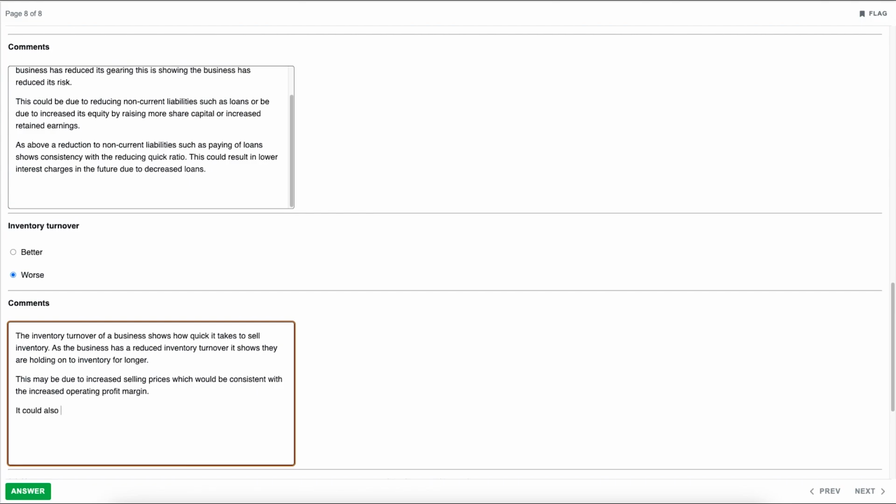It could also be due to over ordering of stock, which would be consistent with the decreased quick ratio. Because if we think about it, the quick ratio has gone down. And we said earlier, this could have been due to having a lot of our money tied up within stock. So that would make perfect sense that our inventory turnover has decreased if we have over-ordered stock. So the two, again, do tie together. So let's just explain that.